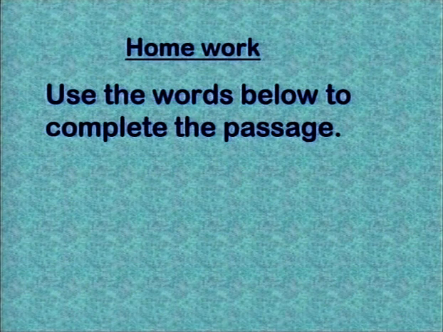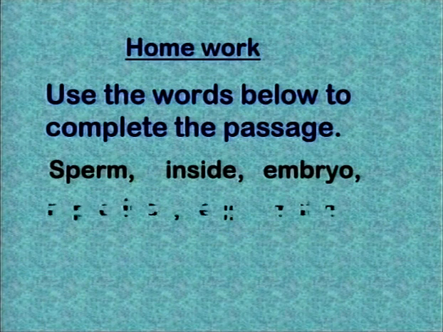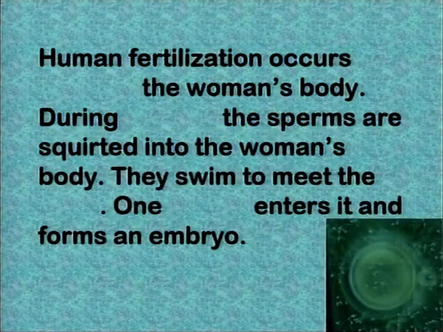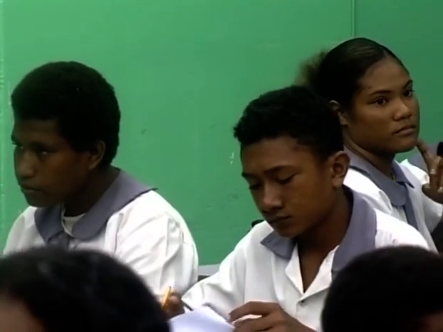Your homework instruction was to use the words below to complete the passage, and the words are as follows: sperm, inside, embryo, reproduce, egg, mating, fertilization, and adult. Those are the words that you were asked to use to complete the passage that was given. So we'll have a student in the model class read the whole passage, and others check if the words that she or he uses are correct.